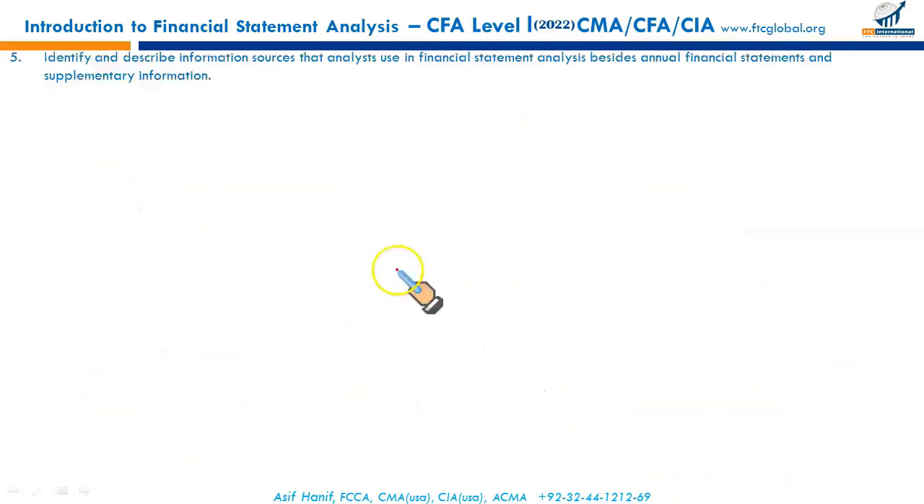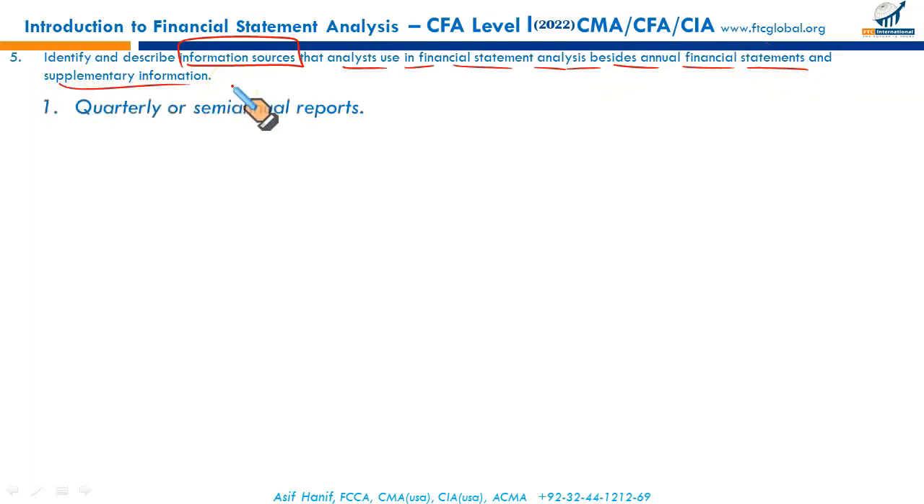LOS 5 says identify and describe information sources that an analyst uses in financial statement analysis besides annual financial statements and supplementary information. So what are other sources of information available to us as analysts, other than your annual financial statements?